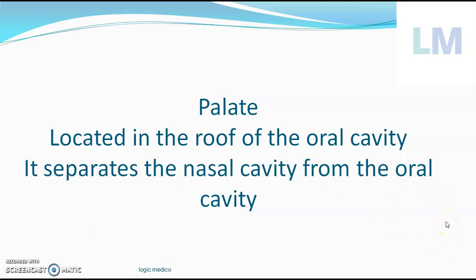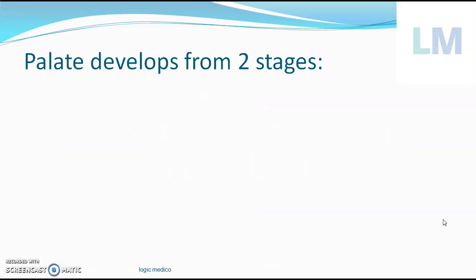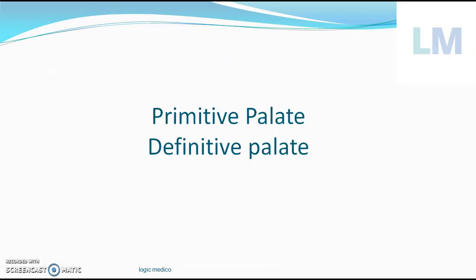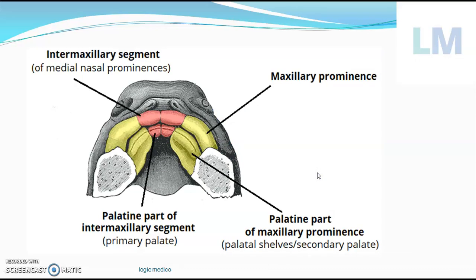So this development of the palate occurs in two stages. The first stage is called the primitive palate. The next stage is called the definitive palate. So the earliest palate to develop is the primitive palate. The subsequent palate is called as a definitive palate.